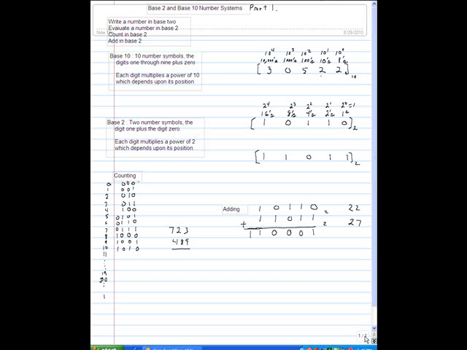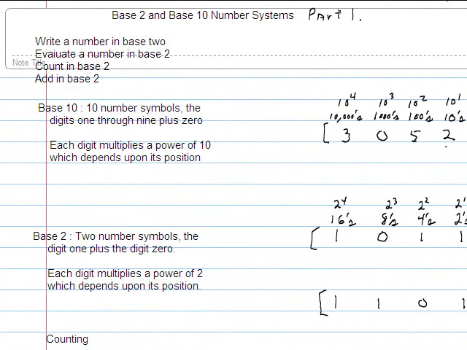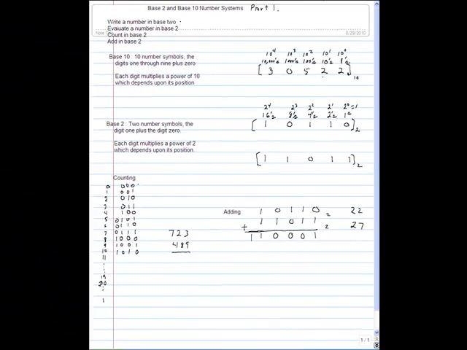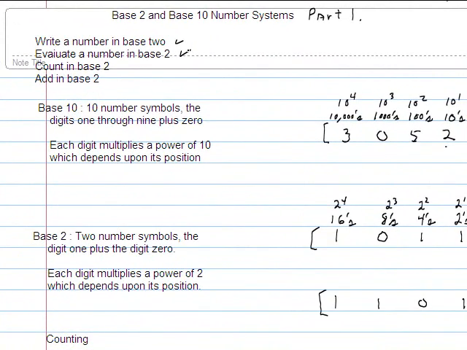This recording is on the base 2 number system and its relation to the base 10. In this recording we're going to try to write a number in base 2 or recognize numbers written in base 2, evaluate a number in base 2 as its value is given in base 10, count in base 2, and add numbers in base 2.